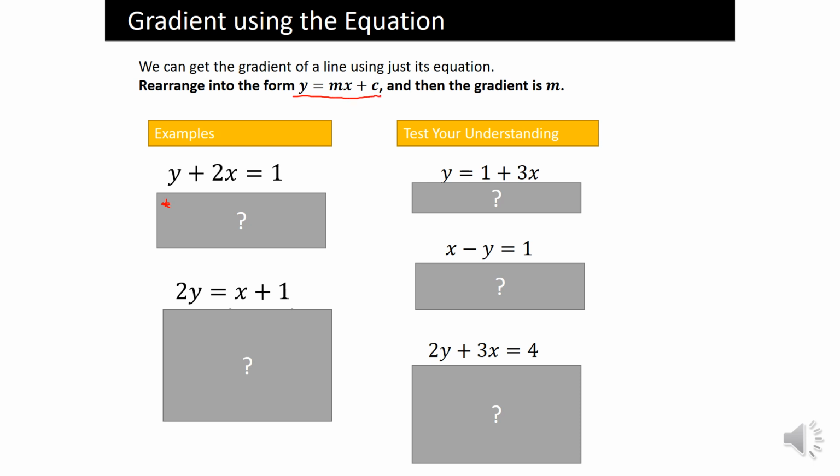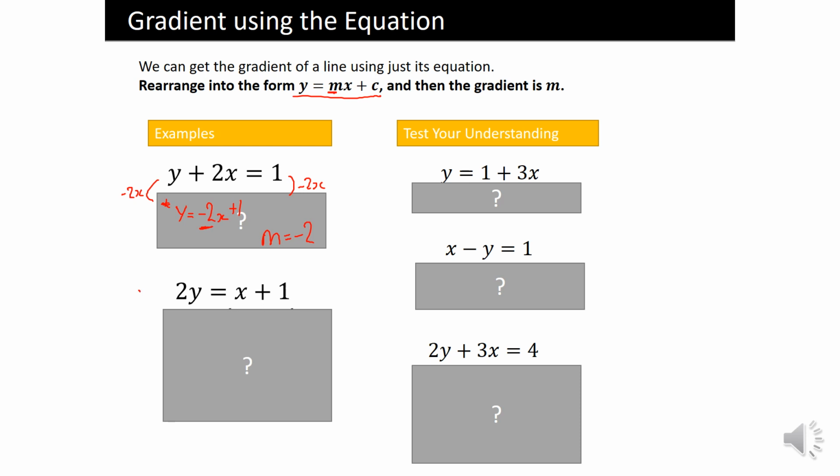So the way we do that, we need to get the x to the other side. So we're going to subtract 2x from both sides. So we end up with y equals minus 2x plus 1. So our gradient then, whatever number is in front of the x, it's minus 2. So gradient equals minus 2.